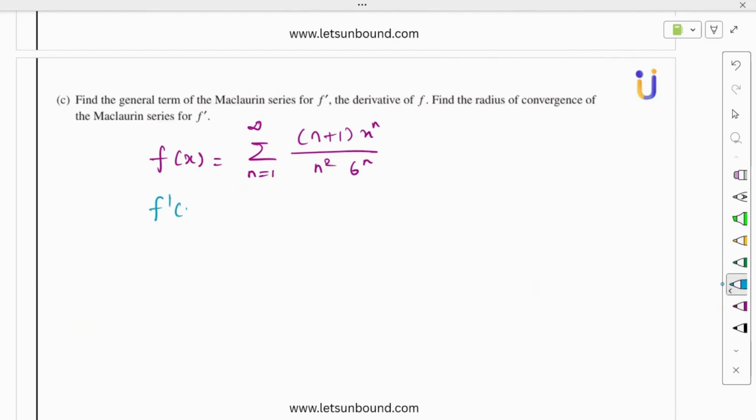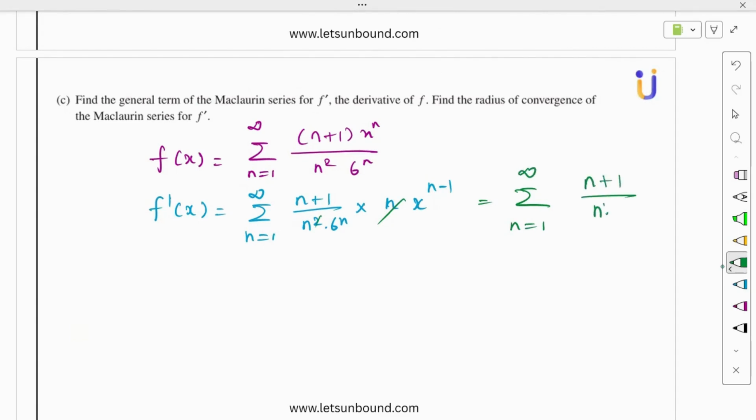So f dash of x is going to be sigma n is 1 to infinity, n plus 1 by n square and also 6 power n. They are just constants multiplied. X power n alone we will differentiate: n into x power n minus 1. And simplify, like this will get cancelled out, right? So we will get sigma n is 1 to infinity, n plus 1 by n into 6 power n, into x power n minus 1. So this is what we got, and this is f dash, f prime.